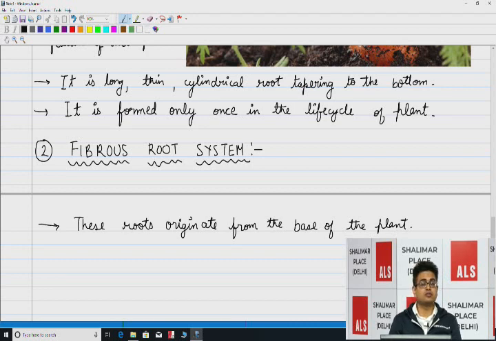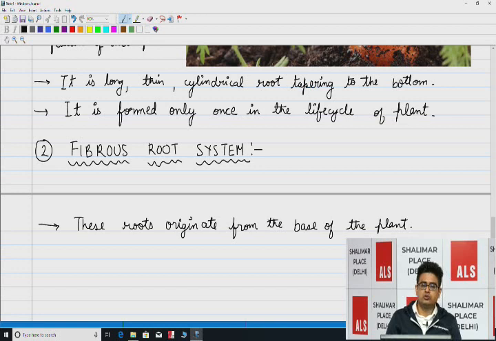For example, you must be aware of the gram seed, right? You put it in water, wait about 24 hours, and it starts germinating. A white colored structure comes out. That is the radicle. But pea, gram, all these legumes are dicot plants. In these, the radicle is going to convert into the taproot.